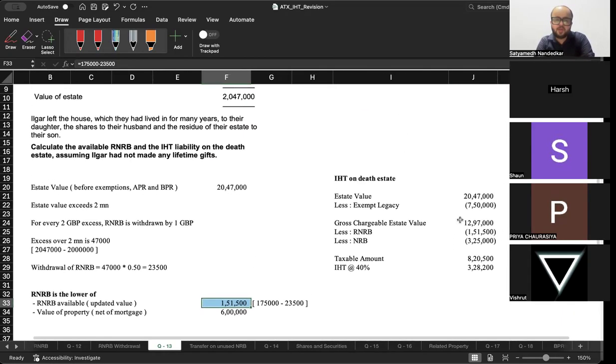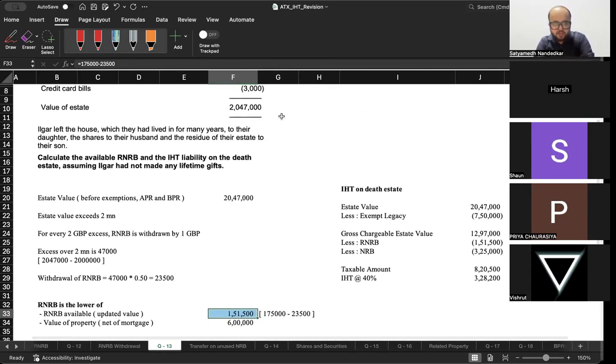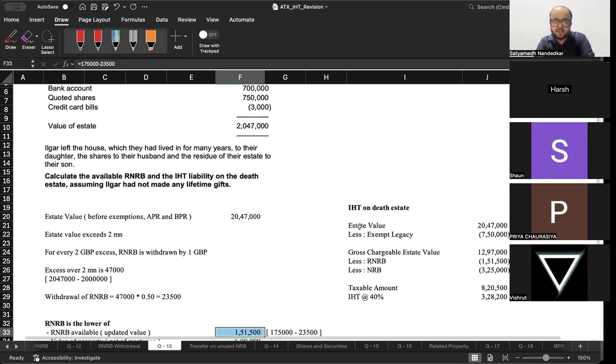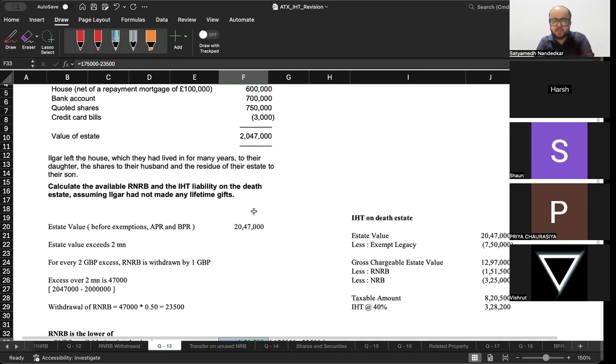Now when you have to calculate IHT on death estate, take the gross chargeable estate, take the estate value, subtract exempt legacy. What is exempt legacy? Amount left to spouse is exempt legacy. 750 के shares were left to the husband, subtract 750. RNRB कम करो 151,500. NRB कम करो 3,25,000. Taxable amount left is 8,25,000. उस पे 40% tax लगाओ.